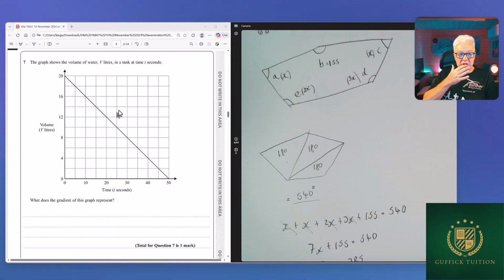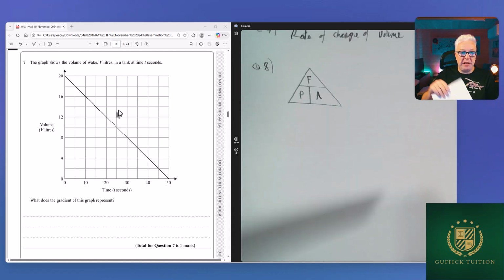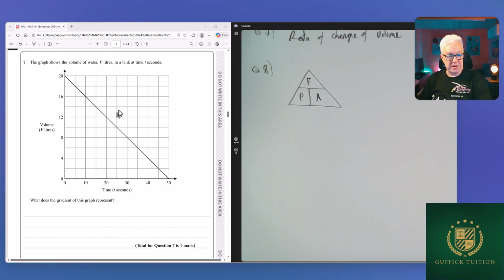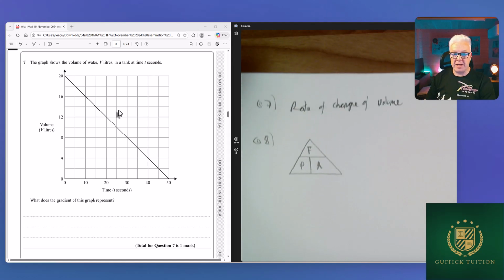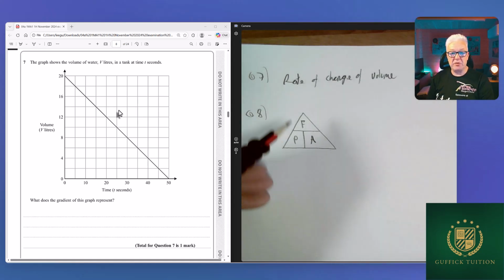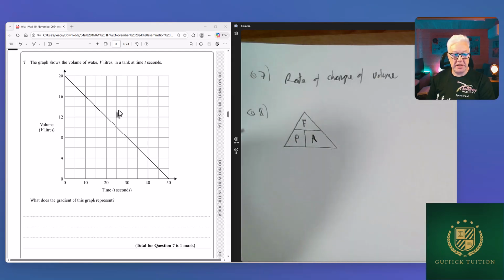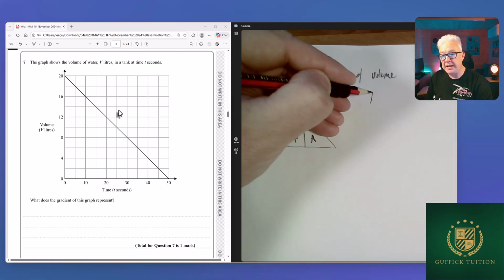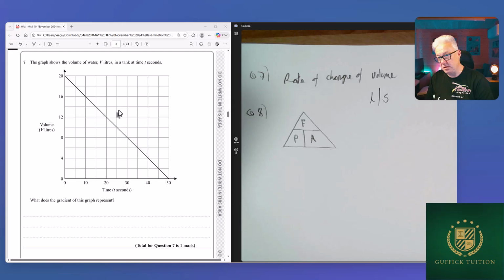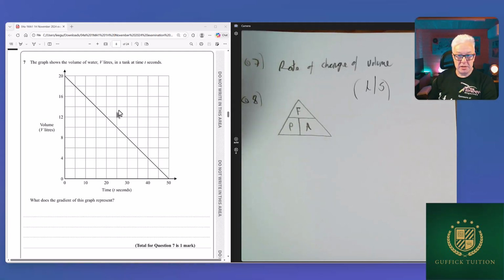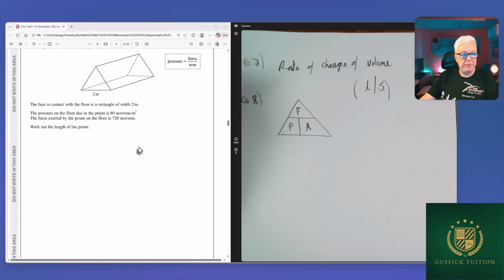Question 7. The graph shows the volume of water, V litres, in a tank at time t seconds. What does the gradient of this graph represent? It represents the rate of change of volume, because it is going to be litres per second. When you find the gradient, you've got litres per second. So it's only 1 mark, so that it would be the rate of change of volume.